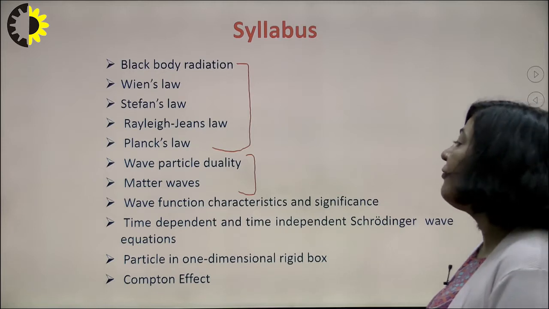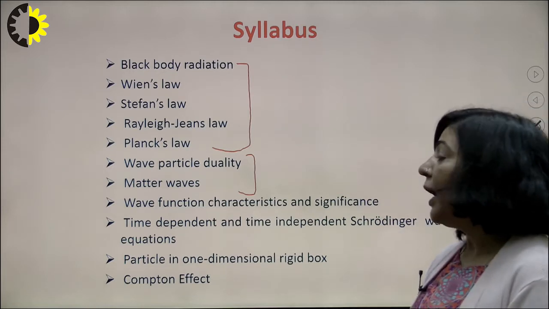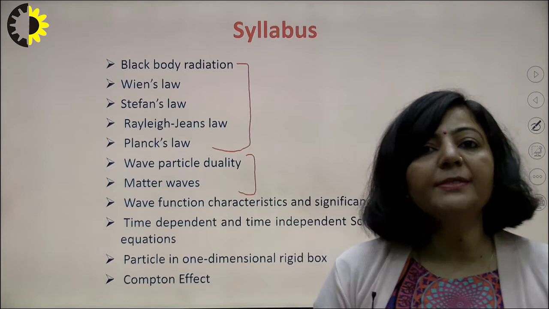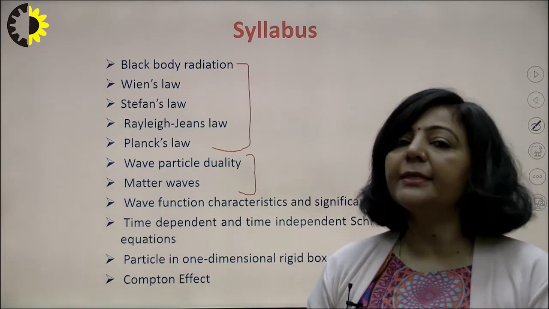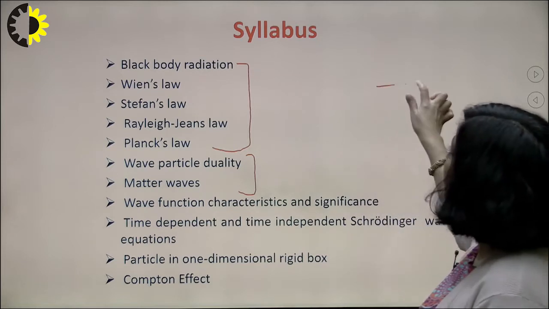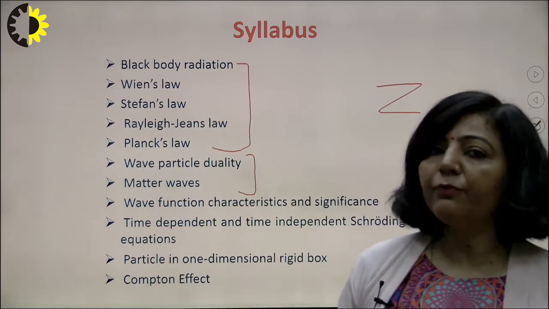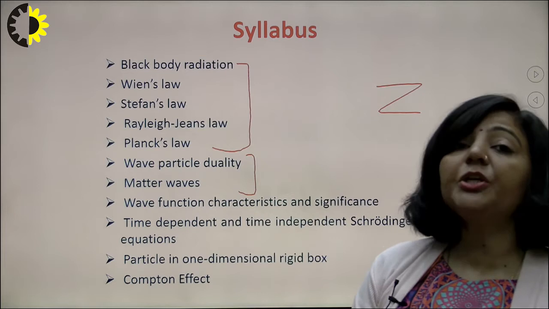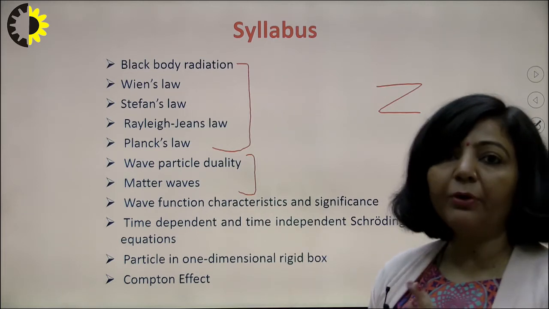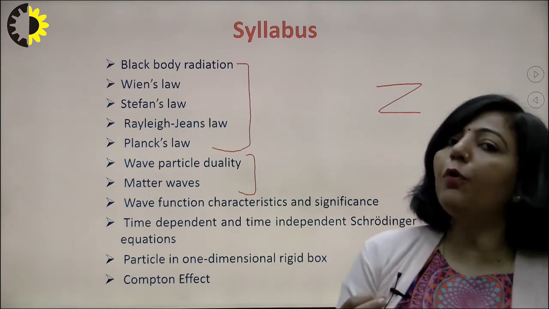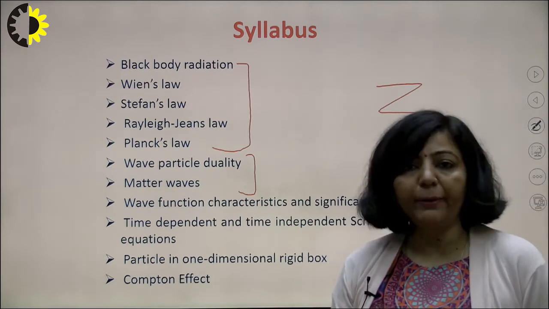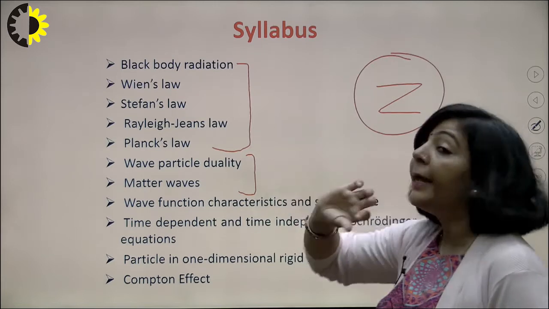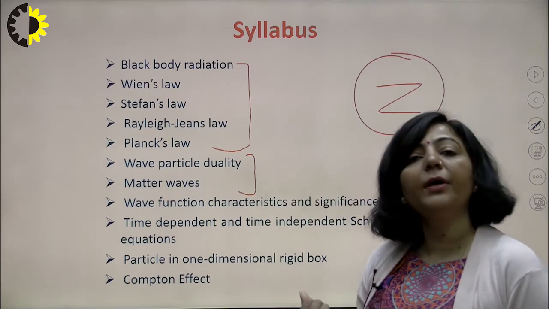Then we will discuss the wave function, its characteristics and its significance. As you know, in thermodynamics there is a function known as the partition function, denoted by Z. This function can derive each and every parameter related to the thermodynamical system. If you want to calculate entropy, enthalpy or Gibbs free energy, the entire information is given by this partition function. It means the partition function is the base of thermodynamics.